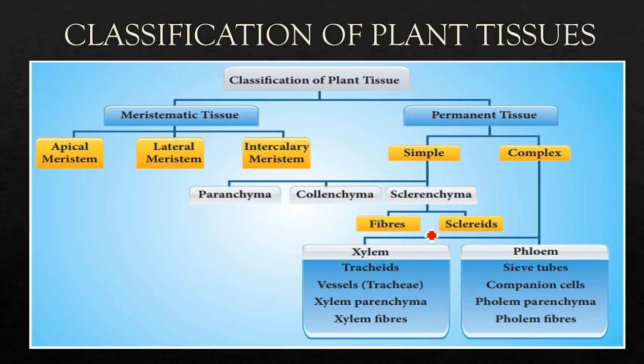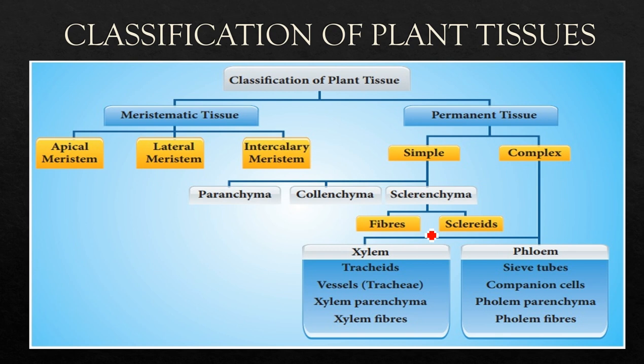Right? So in that we have studied that plants have two categories of tissue. Number one is dividing tissue, that is meristematic tissues, which were further divided into three subcategories: apical meristem, lateral meristem, and intercalary meristem. Apical meristem was present at root and shoot tips. Lateral meristem was present at the sides of the plant, and intercalary meristem was present at nodes and internodes.